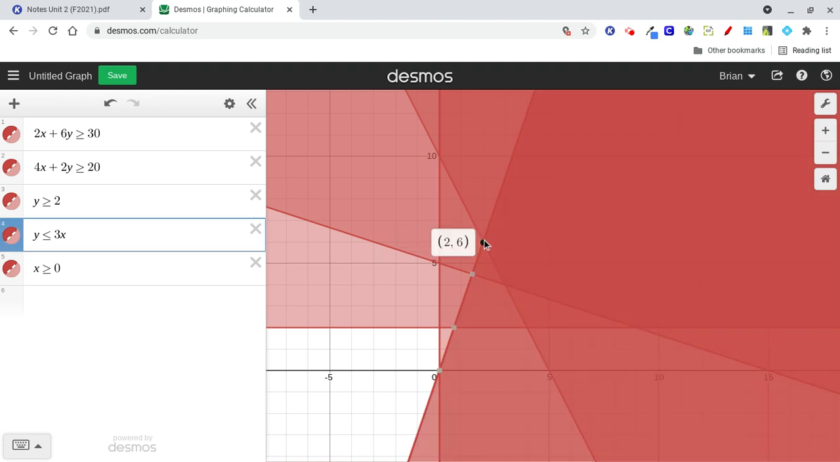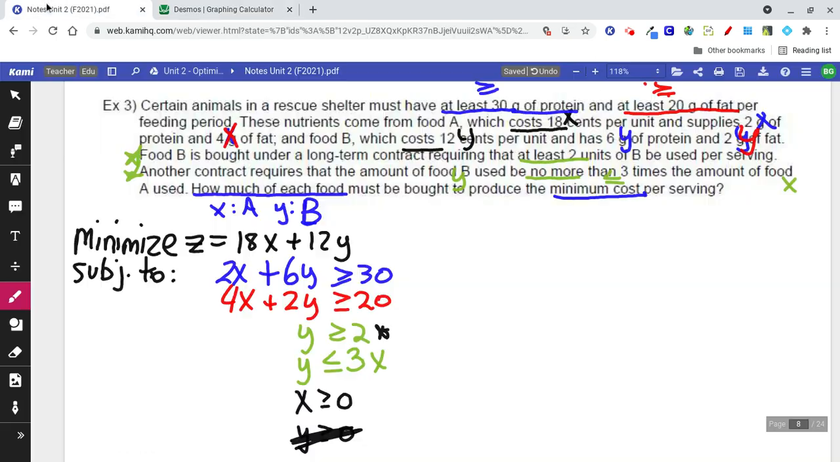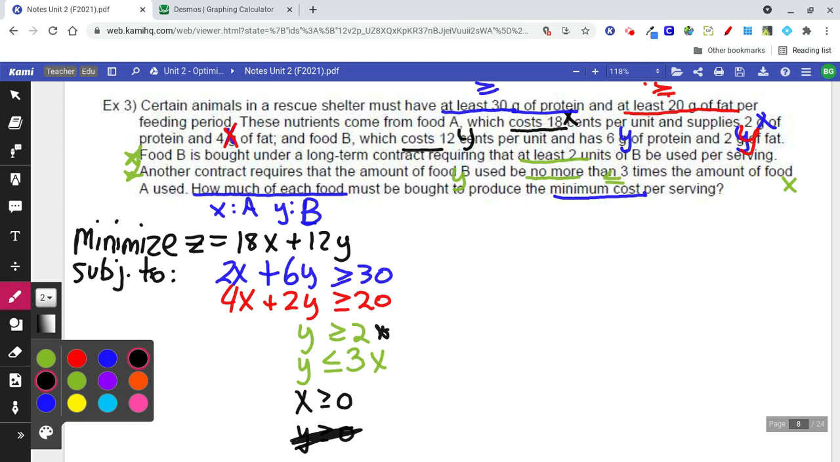I've got corner points here and here and looks like here. Those are the corner points. Everything else is just background noise and I don't really care about it. All right, so let's draw a quick sketch. XY axis, this puts us in the first quadrant. Okay, let's take a peek.